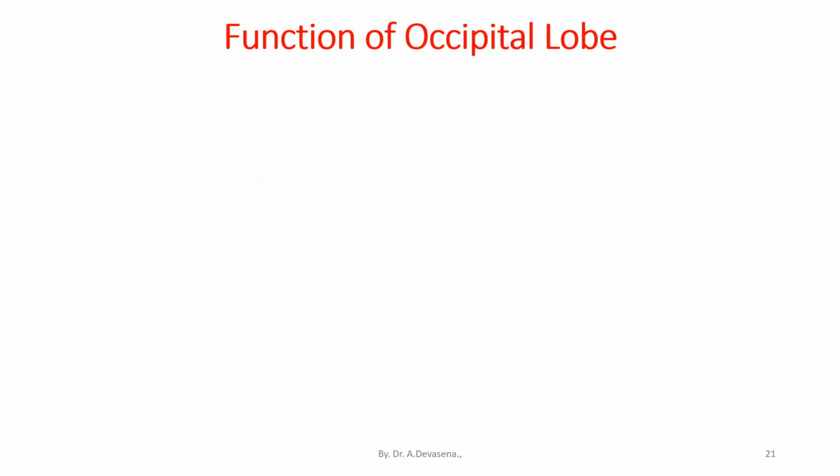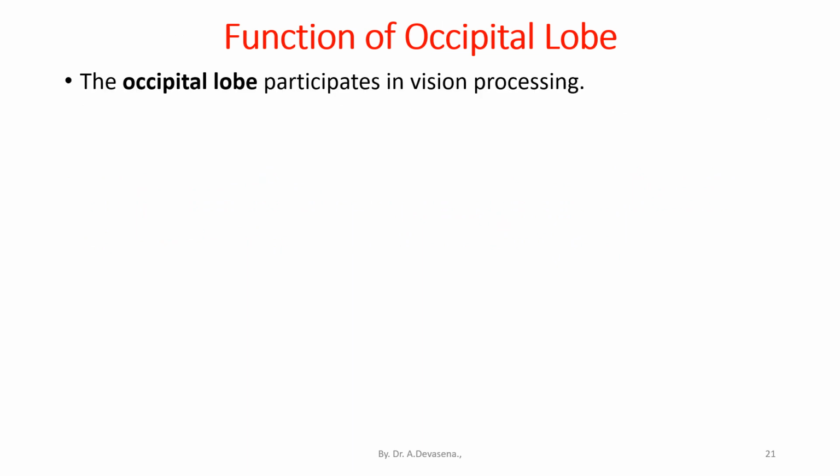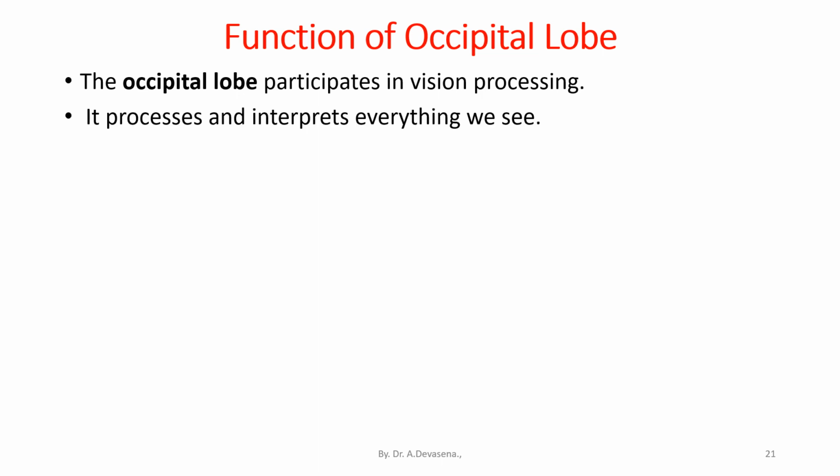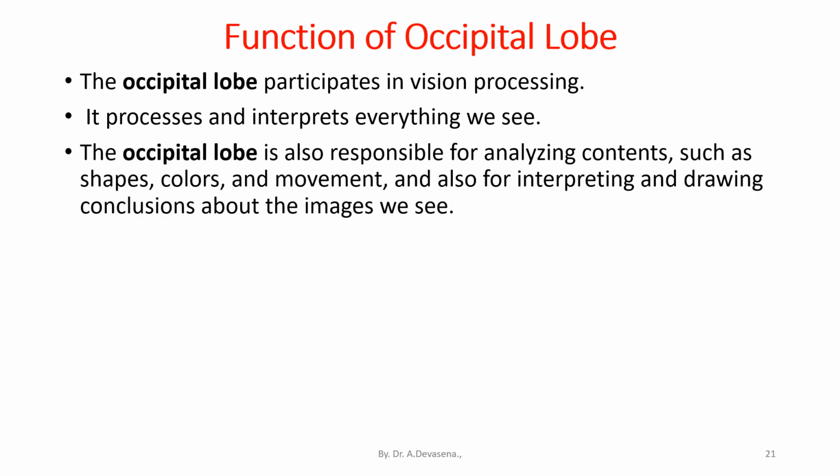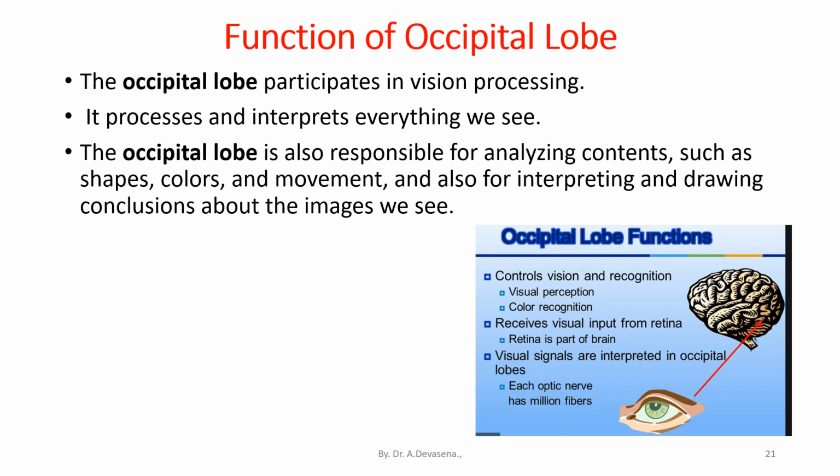Function of occipital lobe. The occipital lobe participates in vision processing. It processes and interprets everything we see. The occipital lobe is also responsible for analyzing contents such as shapes, colors, and movement, and also for interpreting and drawing conclusions about the images we see. This is the representation of the occipital lobe.